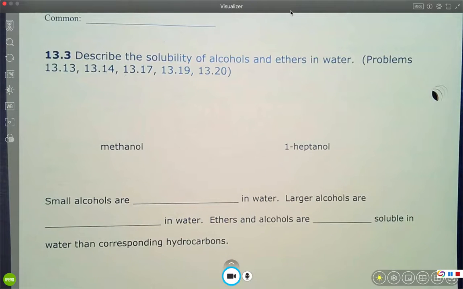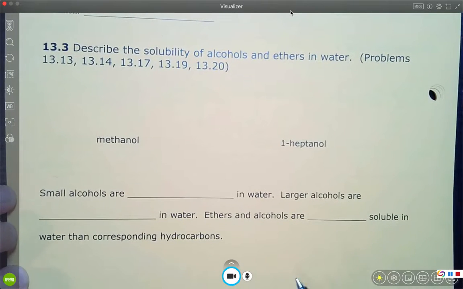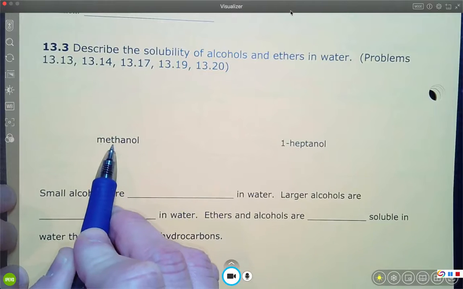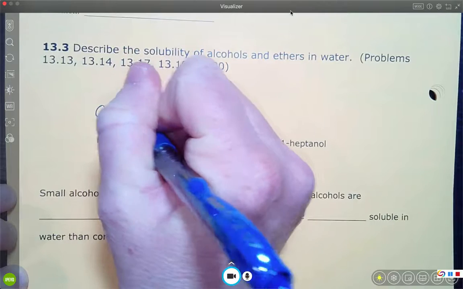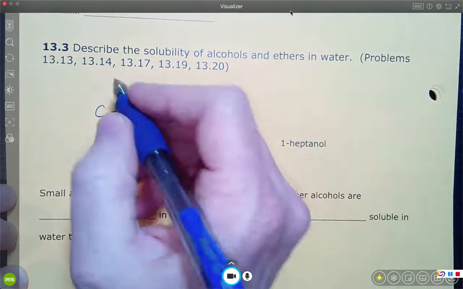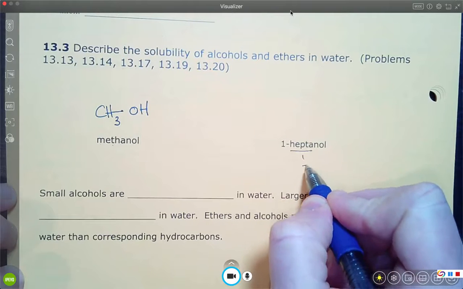So objective 13.3 says describe the solubility of alcohols and ethers in water. So we're going to compare methanol and 1-heptanol. So meth has 1 carbon. So this is 1 carbon and an OH. It's going to have 3 hydrogens there. Heptanol has 7.